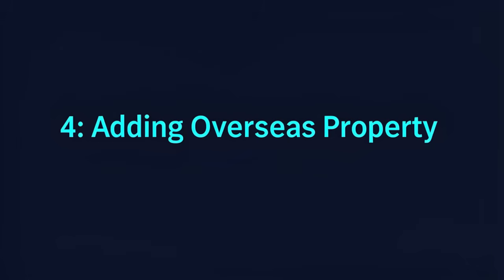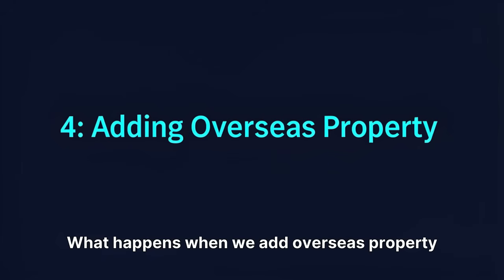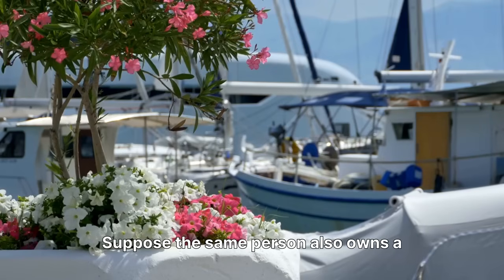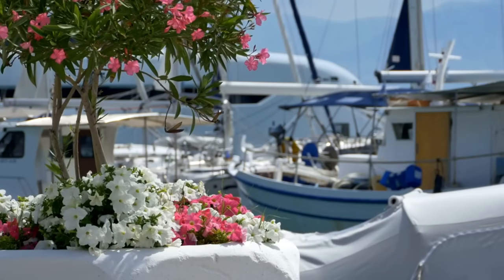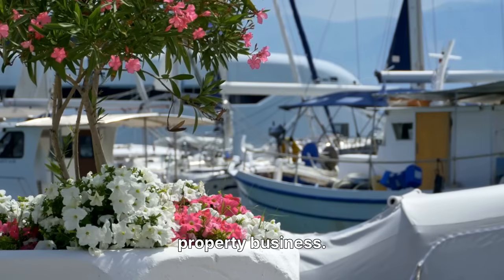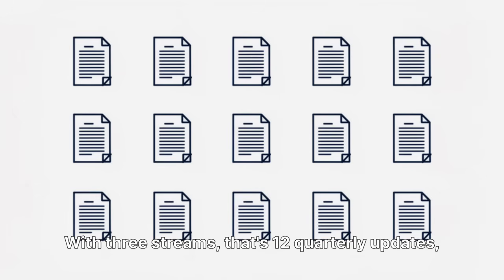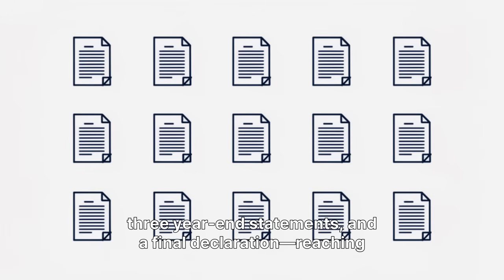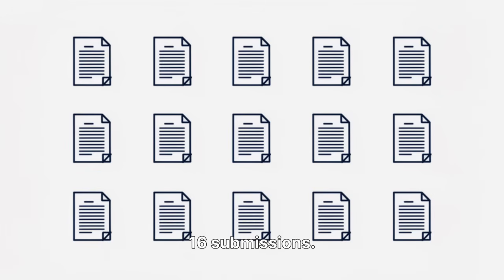Section 4. What happens when we add overseas property to the mix? Suppose the same person also owns a rental property abroad. HMRC treats this as a separate overseas property business. With 3 streams, that's 12 quarterly updates, 3 year-end statements, and a final declaration, reaching 16 submissions.